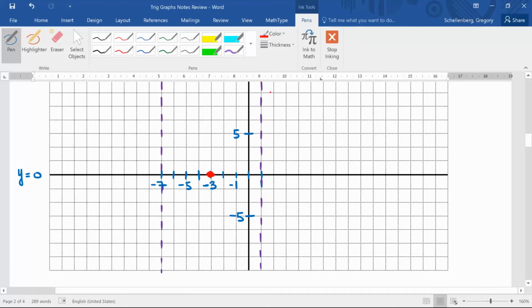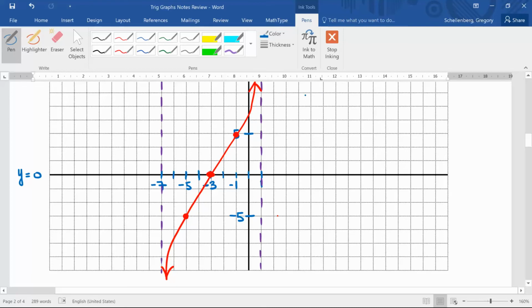One significant point to the right of where we start, we have a quote-unquote max point. And 1 significant point to the left of where we start, we have a quote-unquote min point. Okay, so there's everything we need, and we can connect the dots, and we will have graphed one period of this tan function. So there we go.